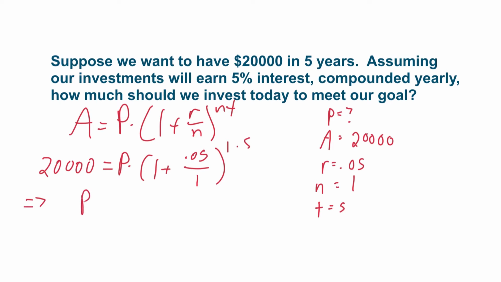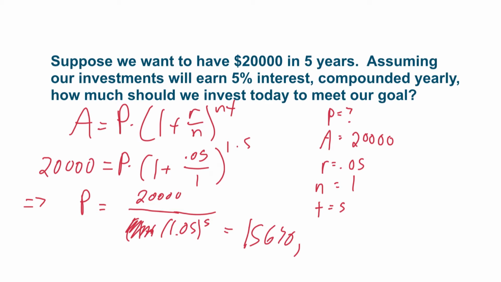So dividing, I get that P is equal to 20,000 divided by 1.05 to the 5th, which can be shown to be equal to $15,670.52. So I need to invest a little less than $16,000 today to have $20,000 in 5 years. And this was under the model of compounding interest yearly.